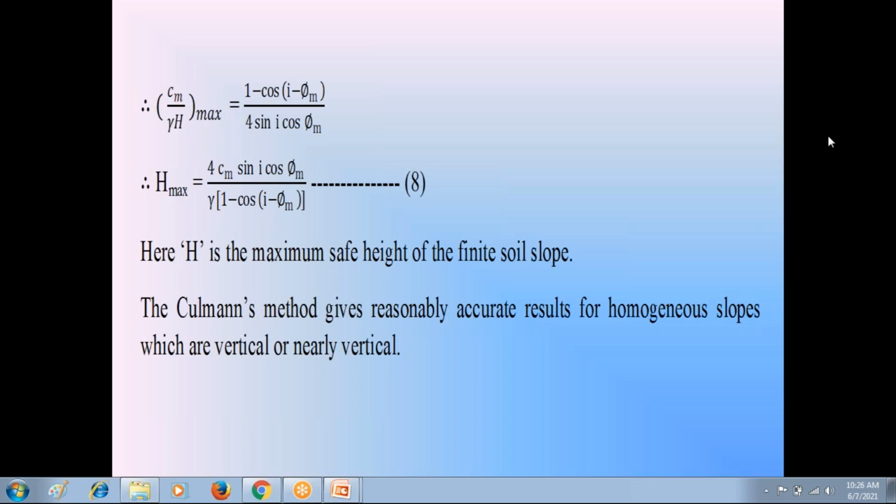During construction, if the height of the soil slope is less than this maximum height, the slope is stable during the construction. And if the height of the soil slope in the structure is more than this maximum height, the slope is unstable. So like that, in Kalman's method, we got this maximum height of the finite soil slope.